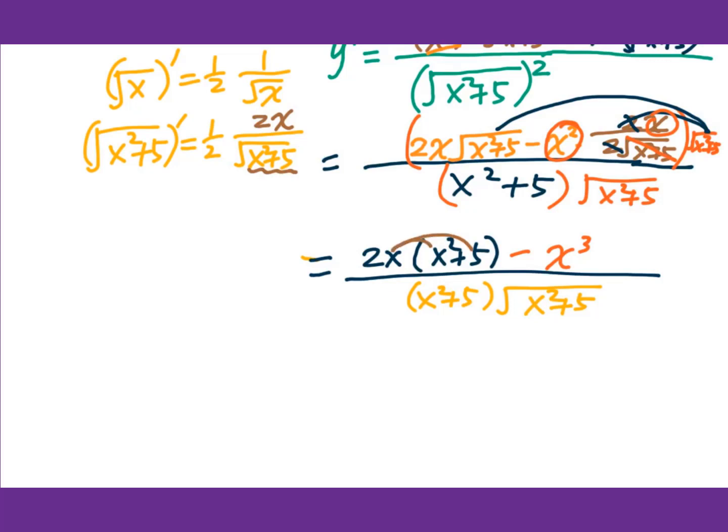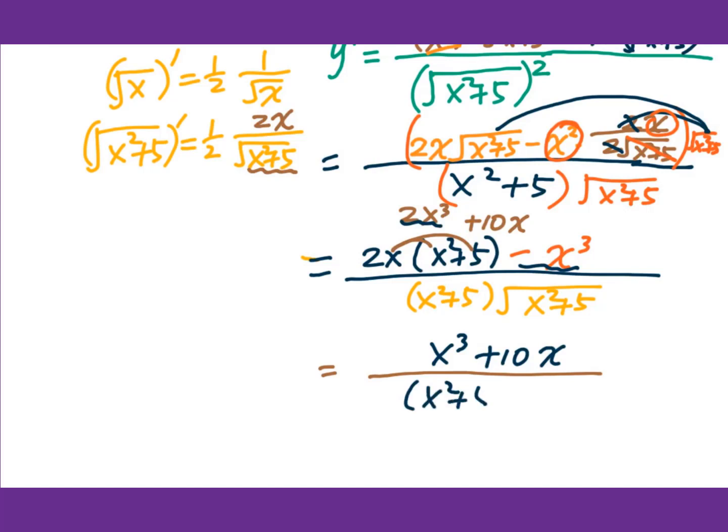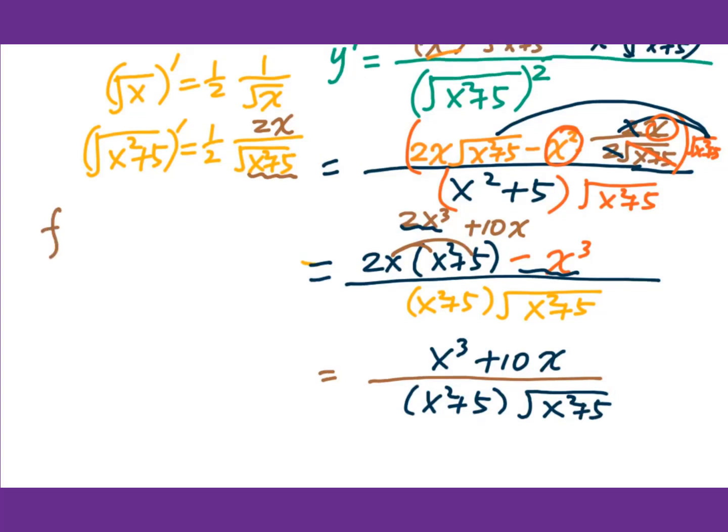Distributive property, you have 2x third power plus 10x. Then minus x to the third power. So combine like terms for these two. You will get the x third power plus 10x over (x squared plus 5) square root x squared plus 5. Now we plug in x equals -2 to this function.